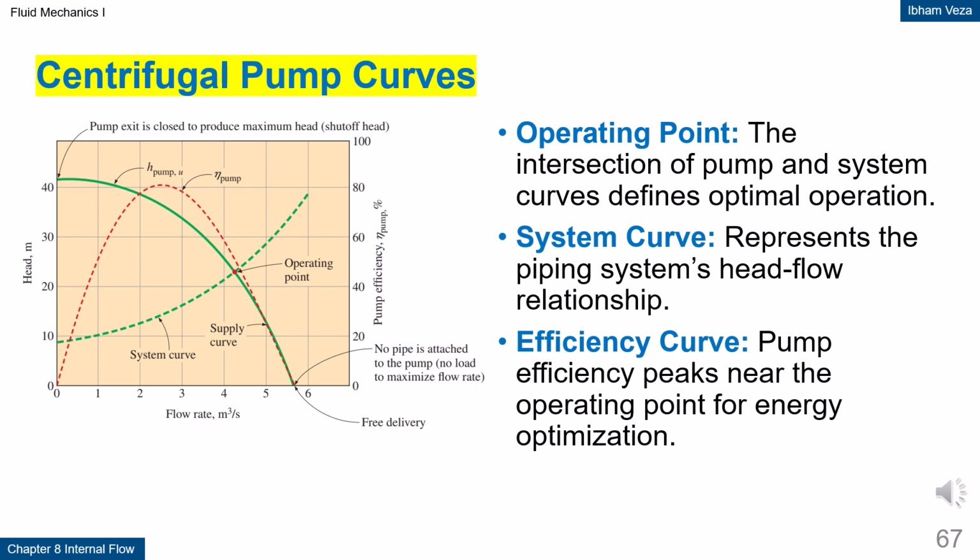Centrifugal pump curves. The pump operating point is determined by the intersection of the pump curve and the system curve. The system curve represents the relationship between flow rate and required head. The efficiency curve shows that the pump has a most efficient operating region. Operating far from this point increases energy consumption and wear. Therefore, proper matching between pump and system is very important.